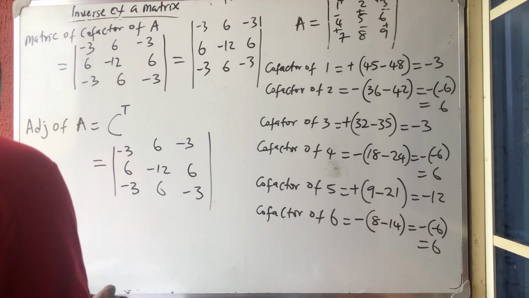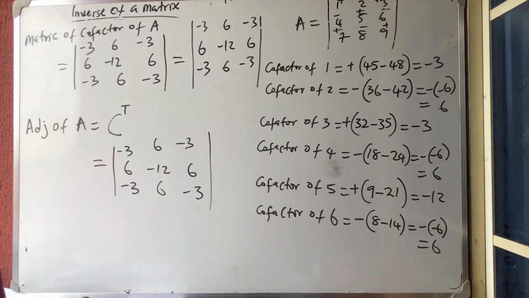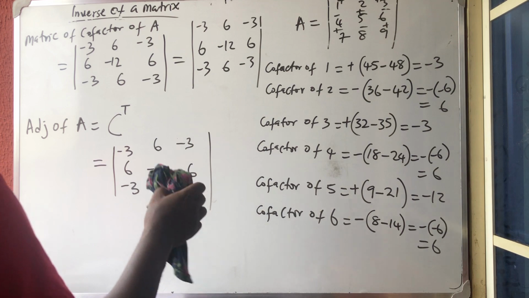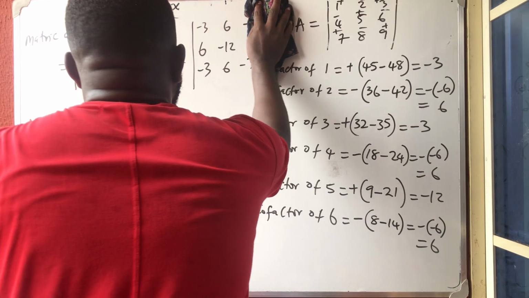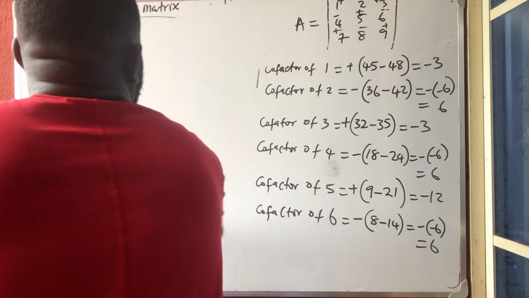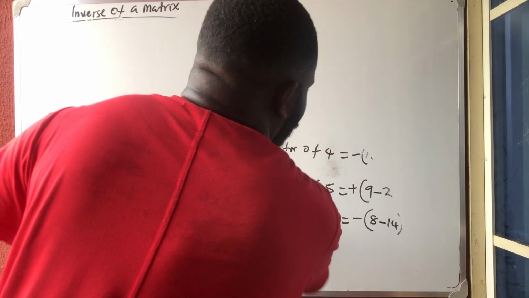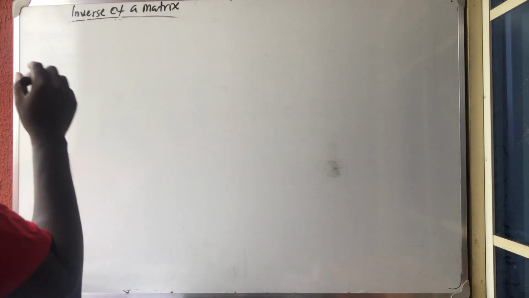So let me give you something to do before we talk further. Let me do the cofactor of a 2 by 2 matrix. This one is 3 by 3. Like I told you, they will always ask you either 2 by 2 or 3 by 3. So let's talk about the cofactor of a 2 by 2 matrix.